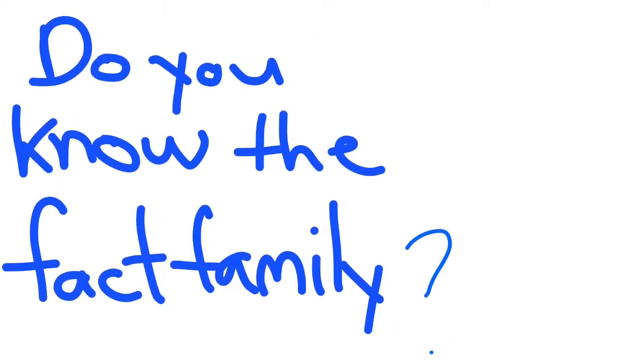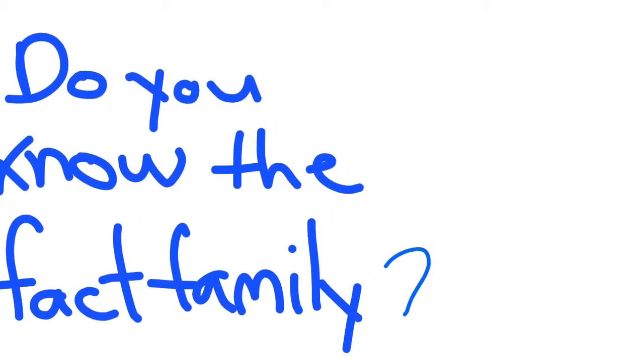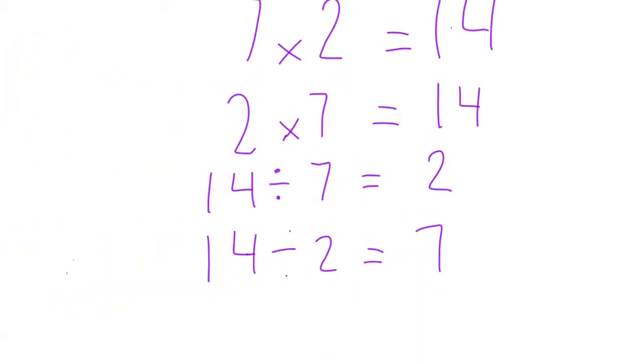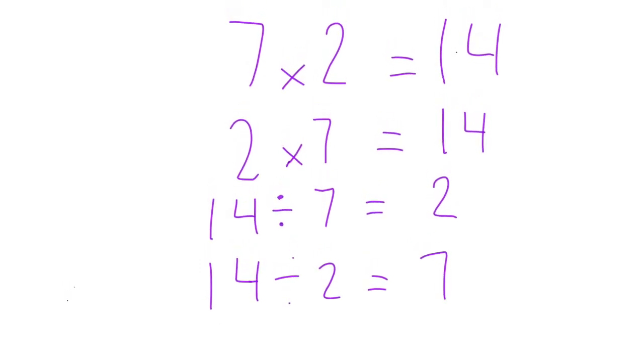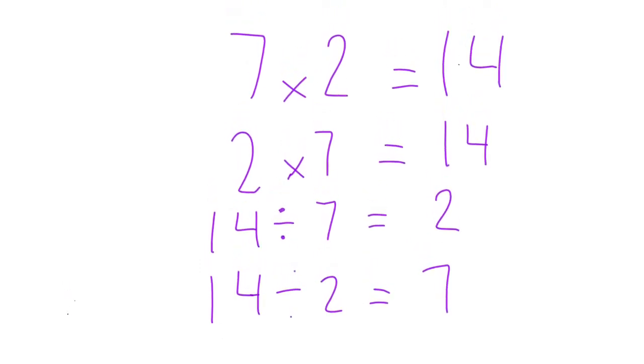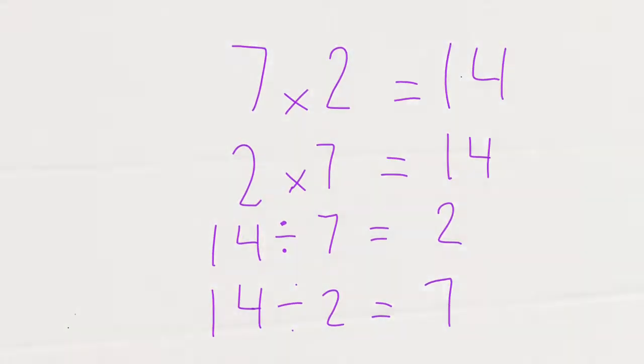Do you know the fact family of 7 times 2? This is the fact family of 7 times 2. 7 times 2 equals 14. 2 times 7 equals 14. 14 divided by 7 equals 2. And 14 divided by 2 equals 7.